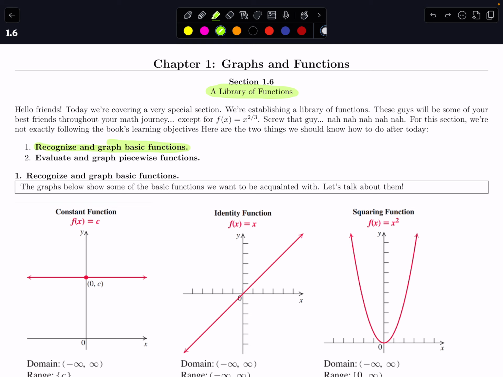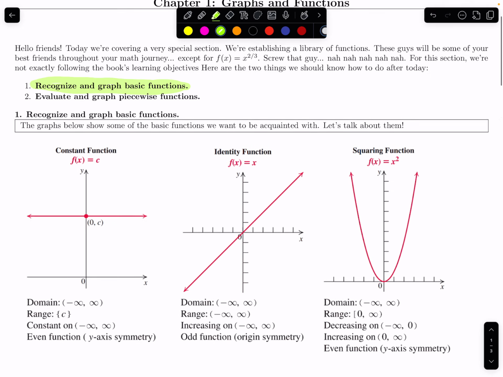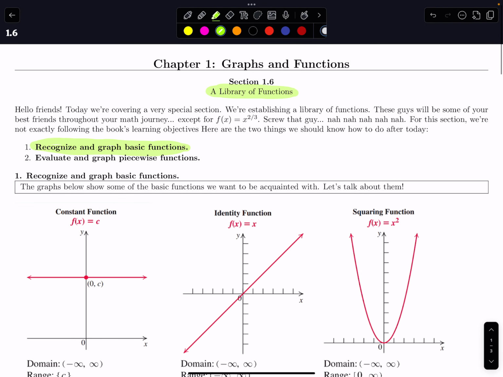We're covering two things: how to recognize and graph basic functions, and all together we have 12 of them, 6 on the first page, 6 on the second page. I took this straight from the book, except I split it up slightly differently and ordered it slightly differently, but same functions. And the second thing we're going to learn today is how to evaluate and graph piecewise functions, which is not so hard. Just basically take a graph and you split it into pieces, or you take a function, split it into pieces.